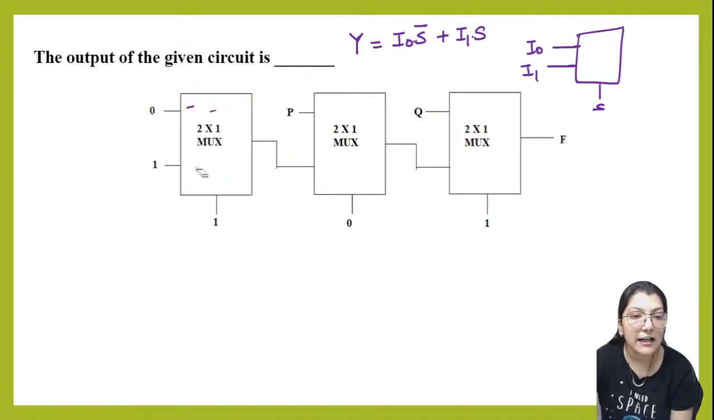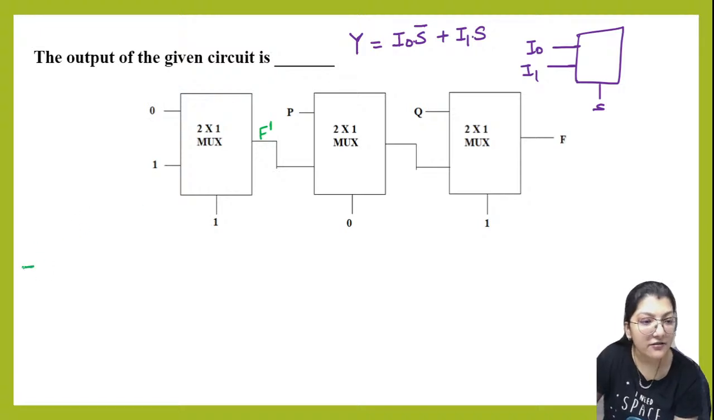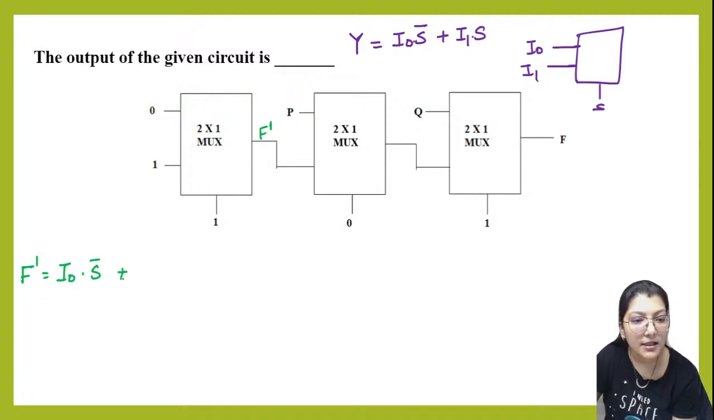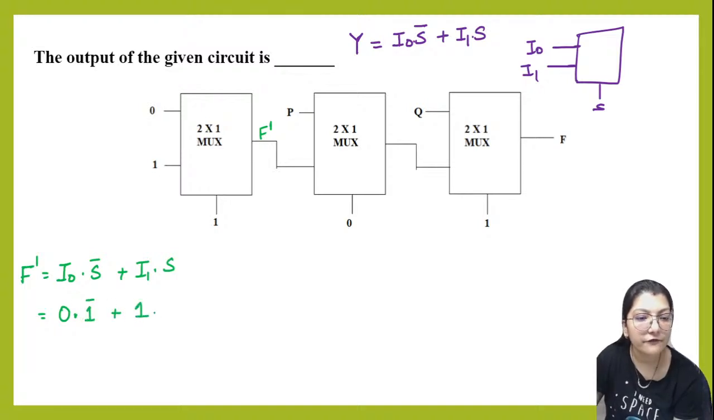Now we have to see what will be the output of mux 1. Let's say it is F dash. What will be the output of F dash? I'll write it over here: I naught dot S complement plus I1 dot S. What is the value of I naught? I naught is 0, dot S complement, which is 1 complement, plus what is the value of I1? 1, and S is 1. So this will be 0 plus 1, that is 1. So F dash is equal to 1.